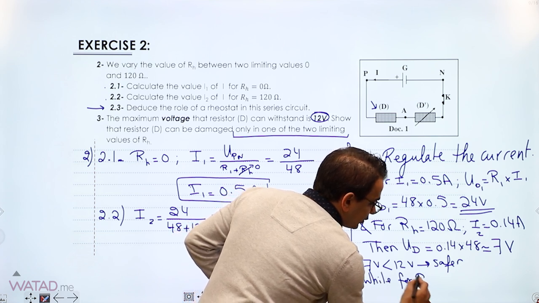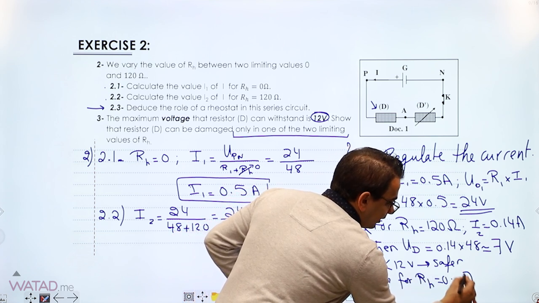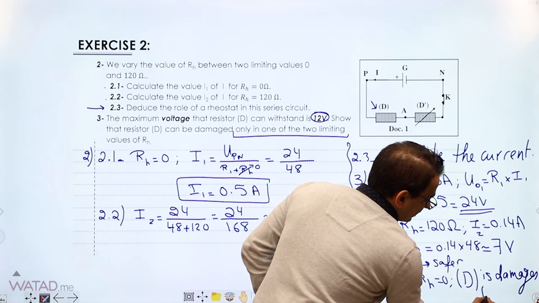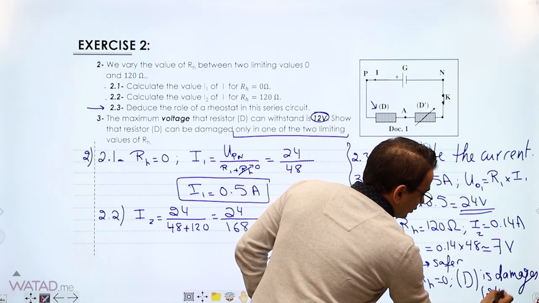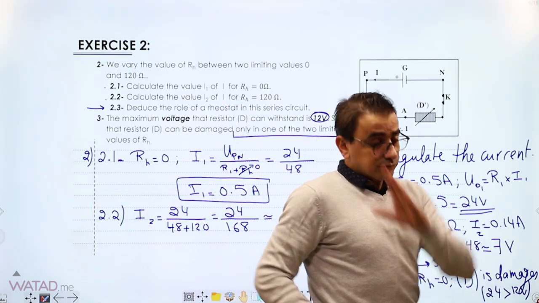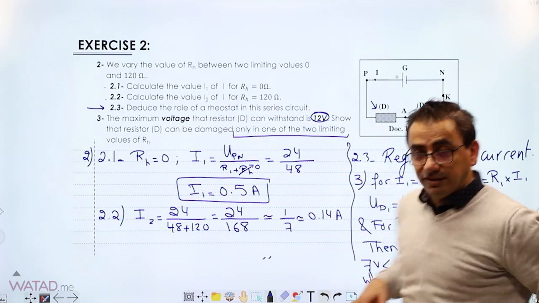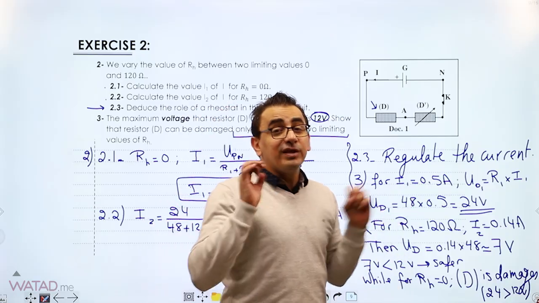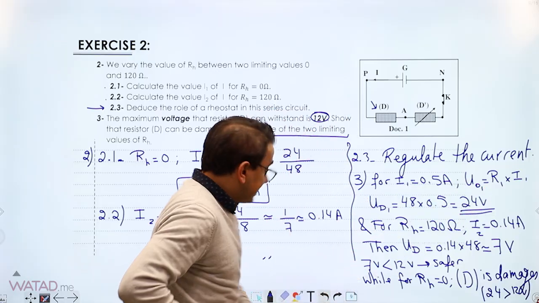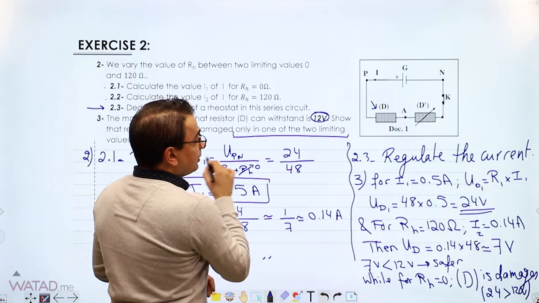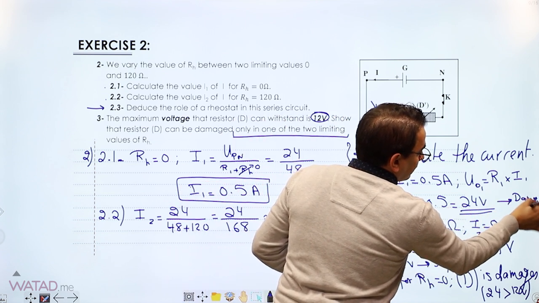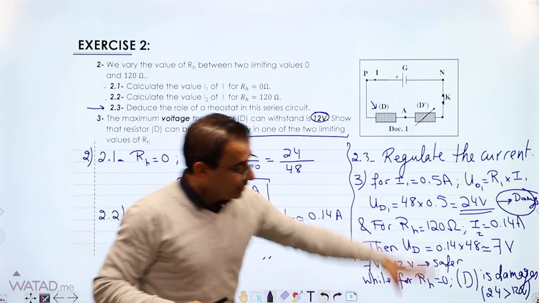while for RH equal to 0, D is damaged. Why is that? Because it receives 24 volts, which is greater than 12 volts. Any answer which is close to this is definitely acceptable. You don't need to stick to what I've done here. You could have given the comment directly here. Once you reach U equal 24 volts, you can directly say that it is damaged. So it's acceptable to do that, or continue till the end.